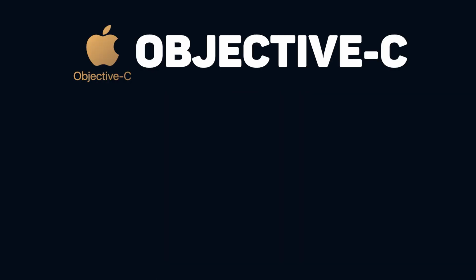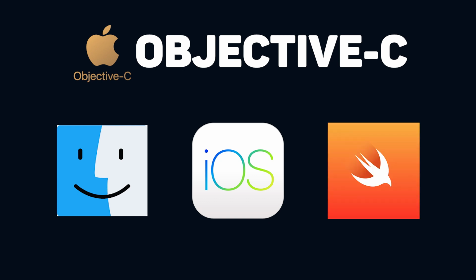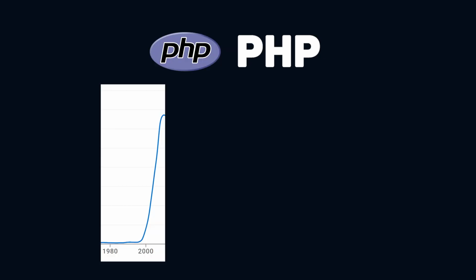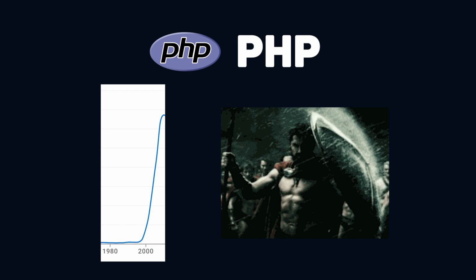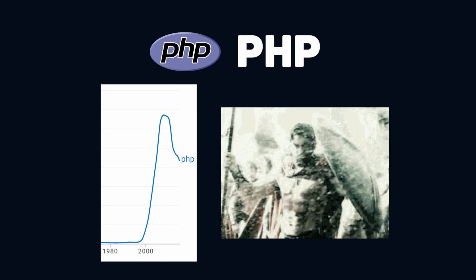Objective-C is another quirky sibling of C, and is used for Mac OS X and iOS programming, although it is being replaced by the newer language, Swift. PHP was the first really popular back-end language for web development, and used to dominate the web, but has started slowly losing out to more modern languages.